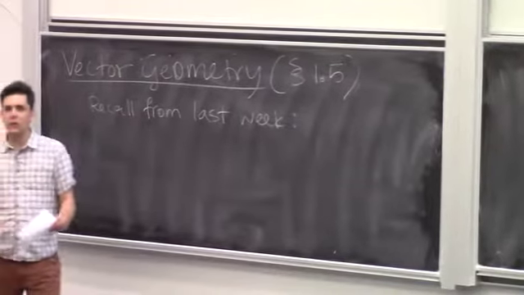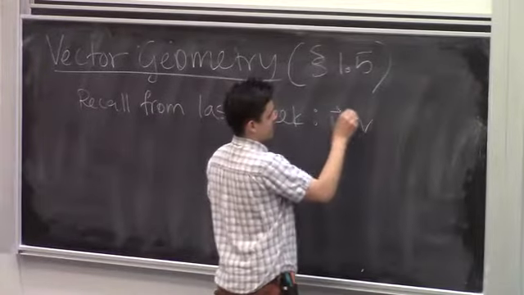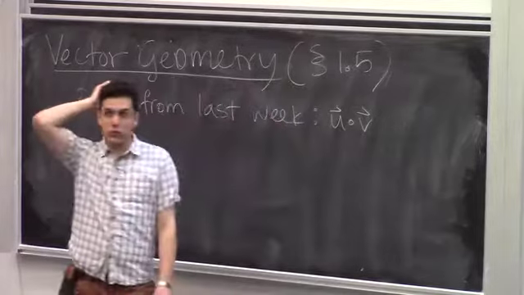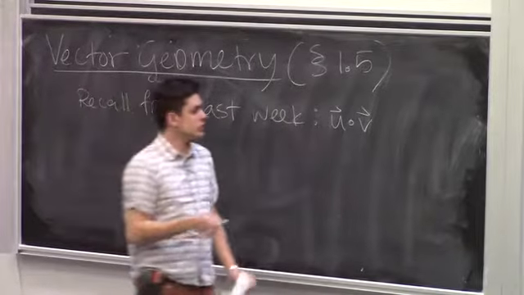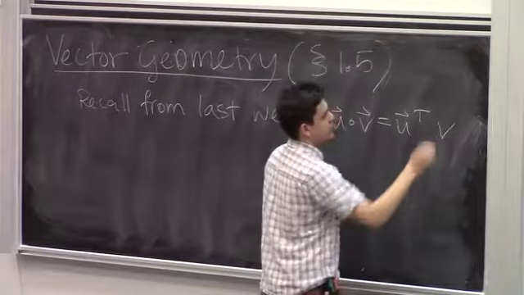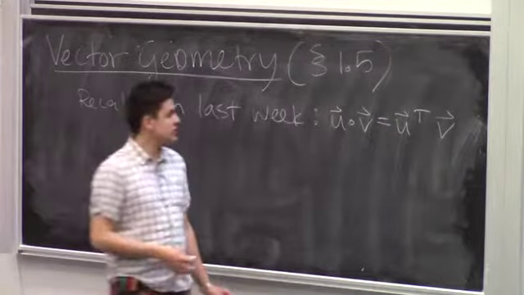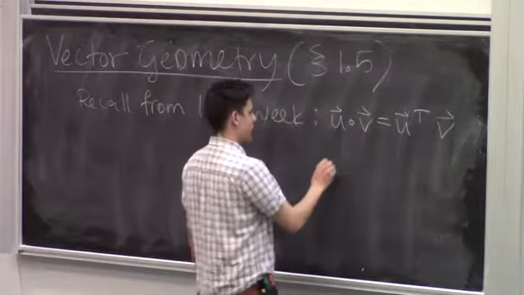Last week we gave a formula for the dot product. If we have two vectors, when we take their dot product, we take the transpose of the first one and we multiply it like a matrix against the second one.